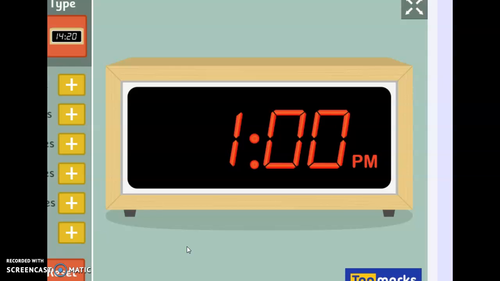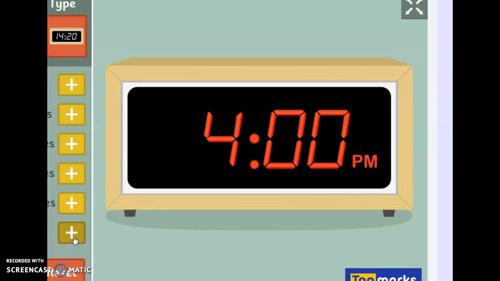The next hour is 1 o'clock. The 1 is in the hour place, and for minutes, just like yesterday on an analog clock, the minutes whenever we say o'clock is 00. Let's see what 2 o'clock looks like. The only thing that changes is the hour on the clock. 3 o'clock looks like this.